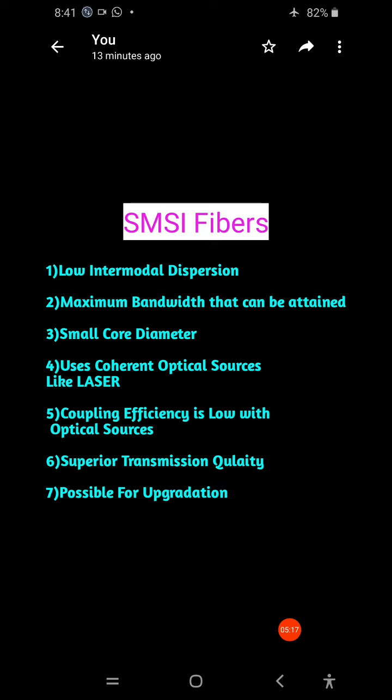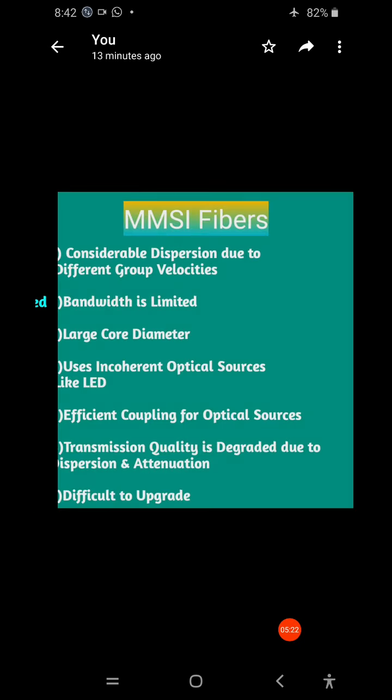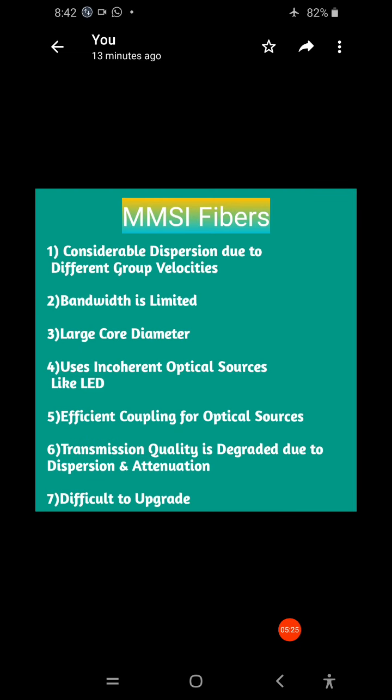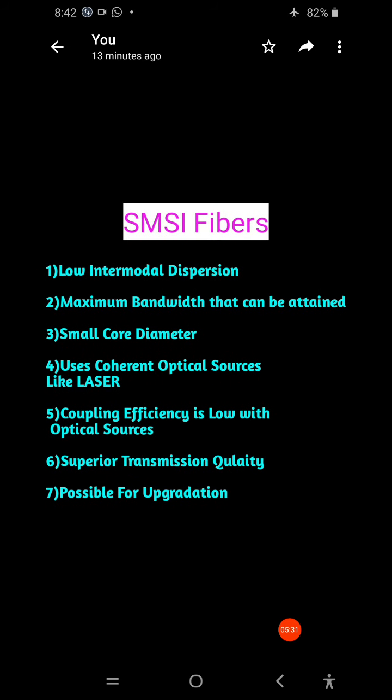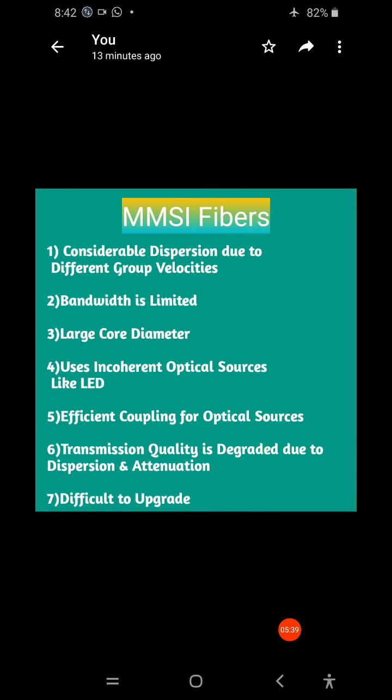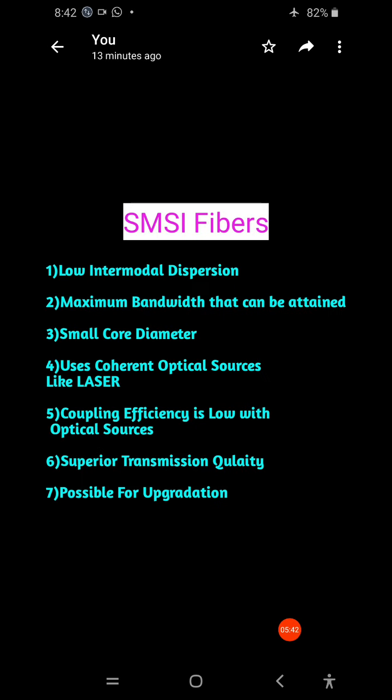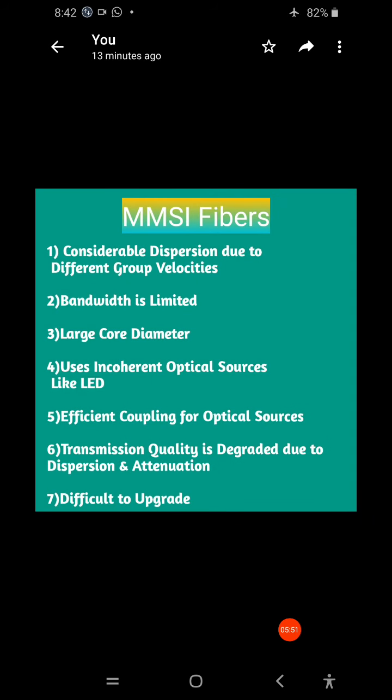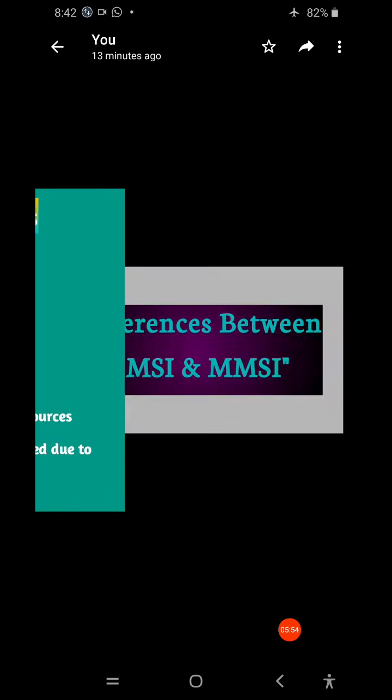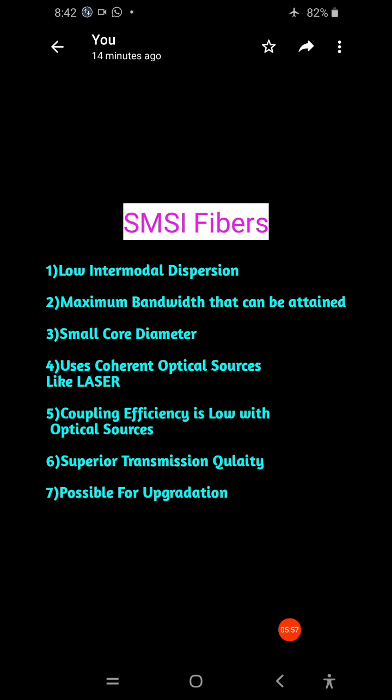Once again I am repeating. First one, SMSI fibers have low intermodal dispersion, whereas MMSI fibers have considerable dispersion due to different group velocities. In SMSI the maximum bandwidth can be attained, but MMSI bandwidth is limited. Next, SMSI has a small core diameter, but MMSI has a large core diameter.